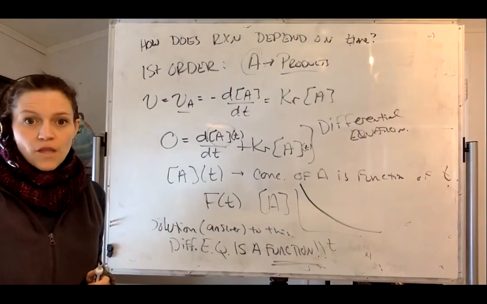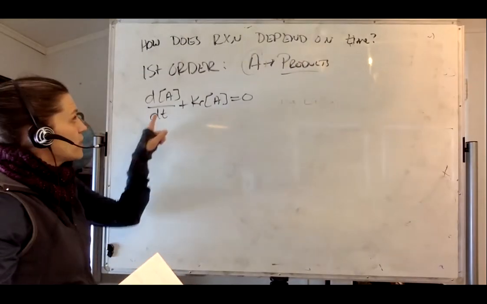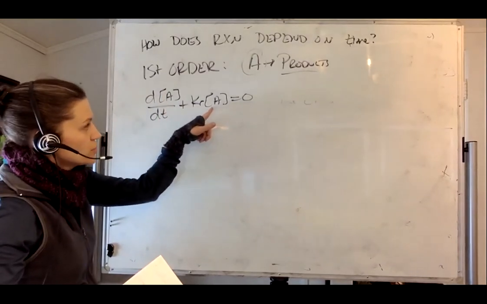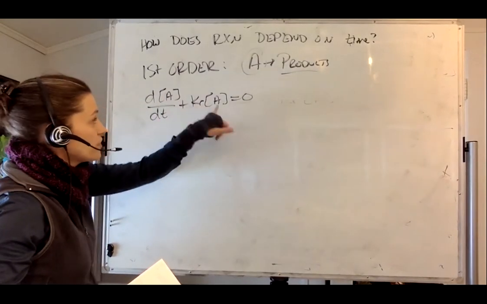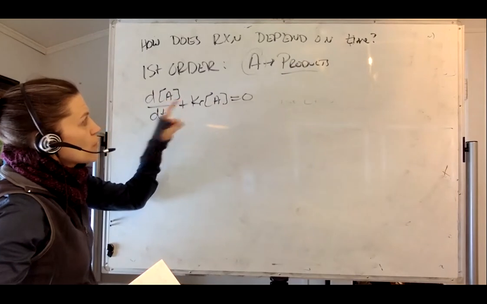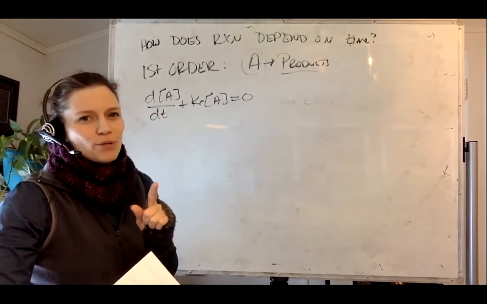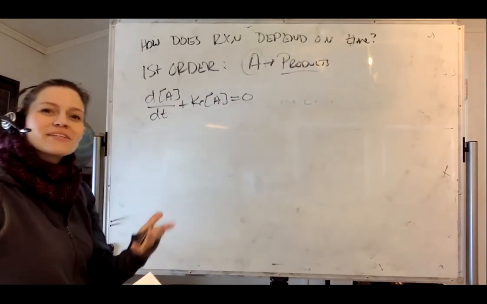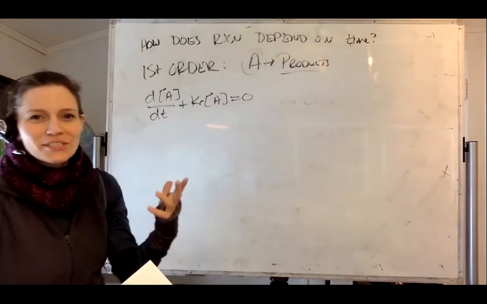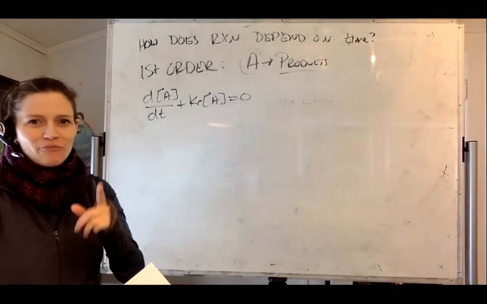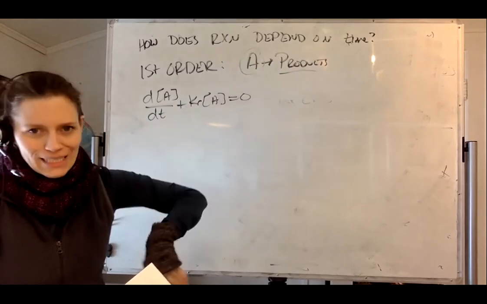Cool? Okay, so now I've got dA/dt plus k times the concentration of A is equal to 0. And again, these are functions of time. I might slip and say temperature a bunch just because I'm so not used to dealing with time-dependent functions. I'm so used to dealing with t as temperature. So please forgive me. If I say temperature, I mean time.